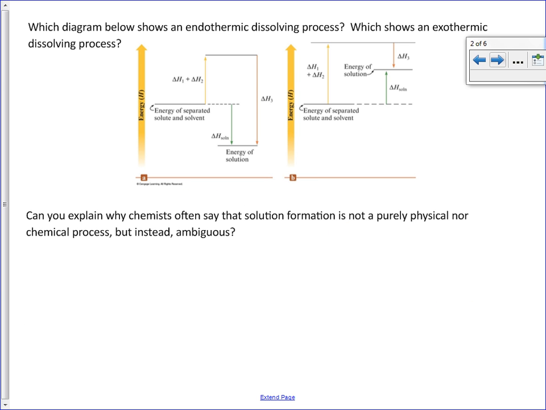Alright, the next thing that I need you to look at is the diagram. There are 2 diagrams here, and one of them is going to show you an exothermic process and the other one shows an endothermic dissolving process. So take a look at these. It's just a slightly different representation than what you saw above, and classify each one as exo or endothermic. And go ahead and pause the video while you do that, and then you can check your answer.